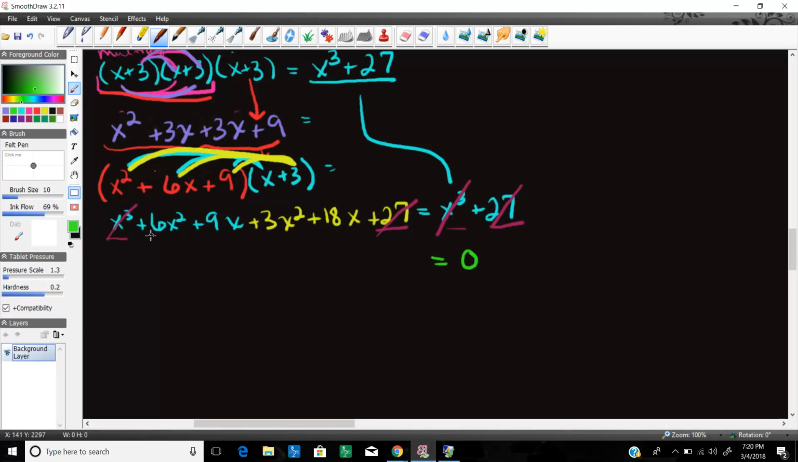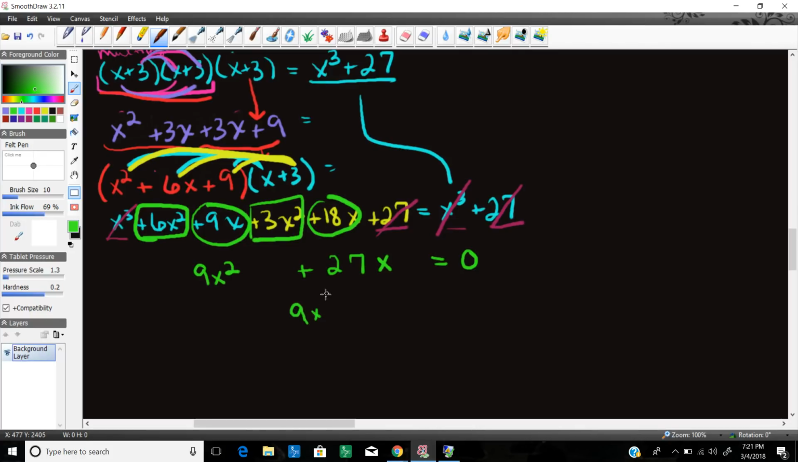On this side, I have 6x squared here. I also have a 3x squared right here. So I'm going to start with those two because they're like terms. 6 plus 3 is 9, so 9x squared. And then I have a 9x and an 18x, and 9 plus 18 is 27, so plus 27x. So this is the equation I have left, which is a lot easier to deal with. So let me rewrite that just so it looks a little bit nicer. 9x squared plus 27x is equal to 0.